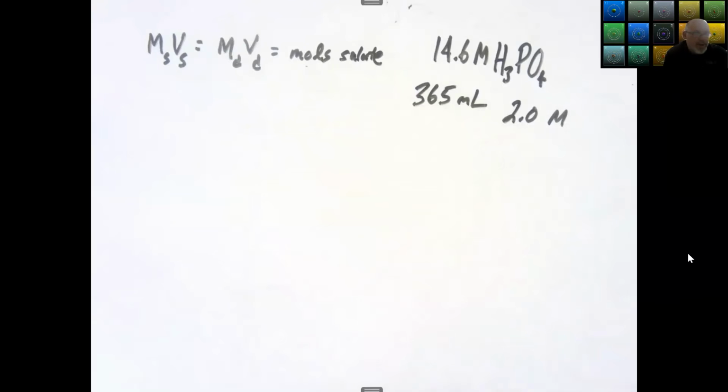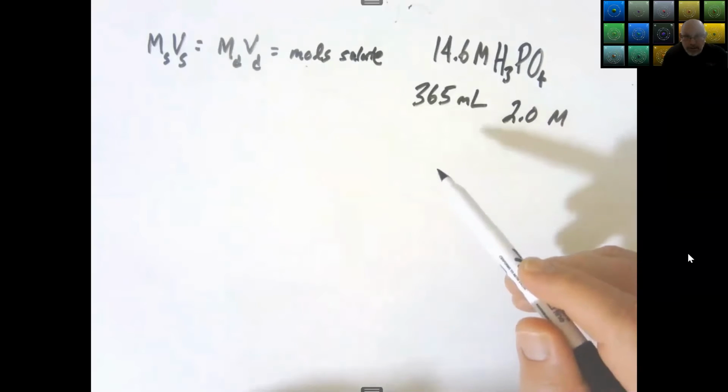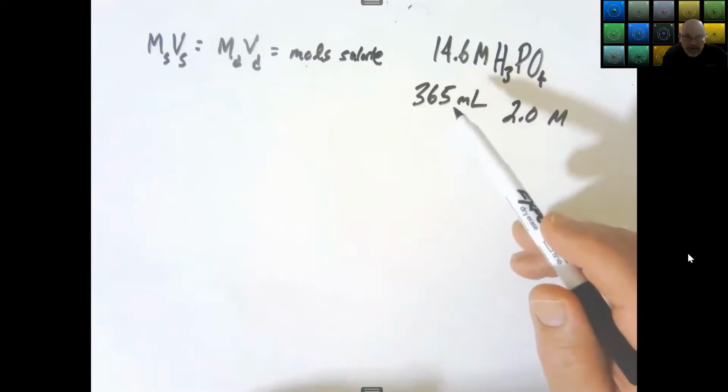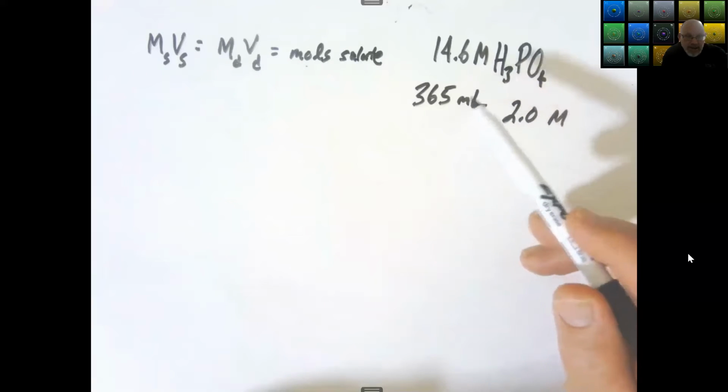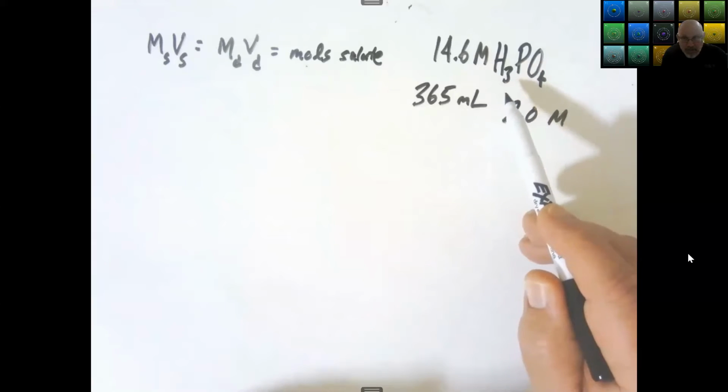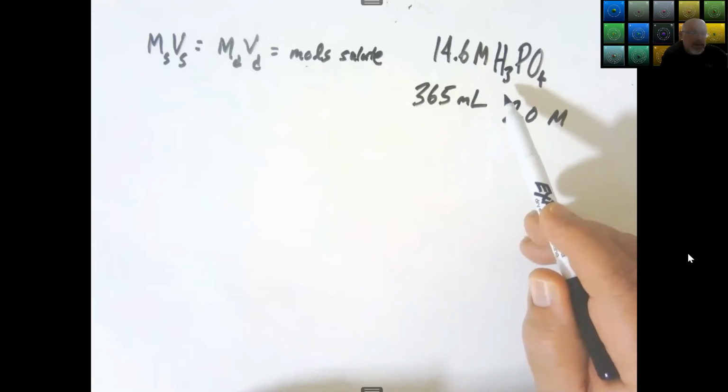All right, students, we have a problem here where we are going to do a calculation, a dilution problem. In the simulation itself, you'll be asked in the lab to do both sulfuric acid and hydrochloric acid. Today, we're going to be using phosphoric acid, which has the formula H3PO4.